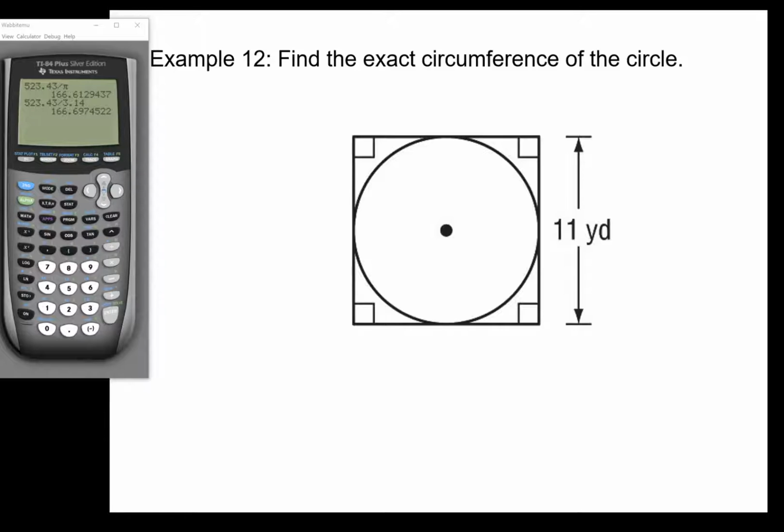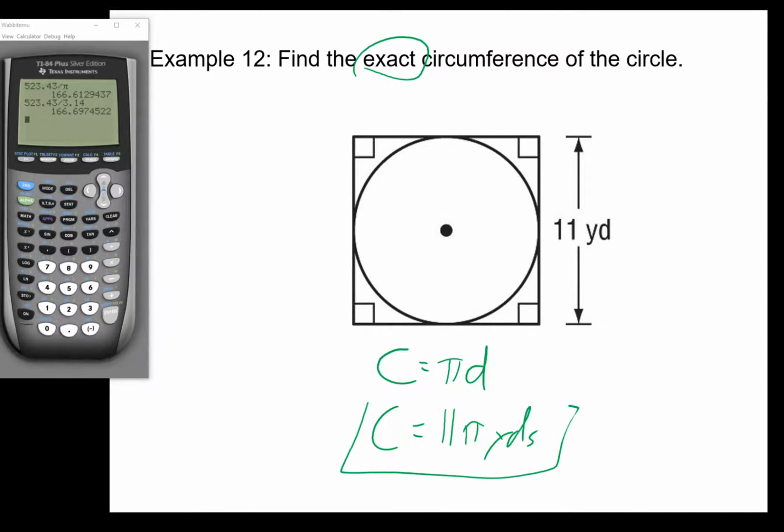All right, very last problem of the lesson. Find the exact circumference of the circle. It says exact, so I'm going to pause here to let you try and write that down. See if you can do it on your own. All right, I hope you finished that already. It's going to be a fairly simple problem. C equals pi d. I'm using d because I've got the diameter there already. So C is going to be 11 pi yards. And that is our last example.